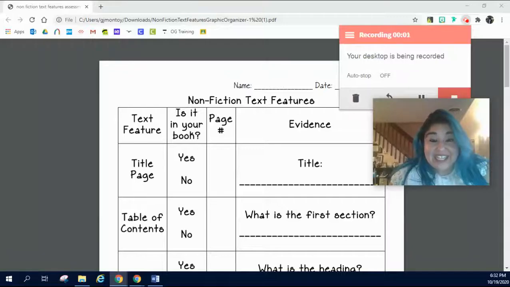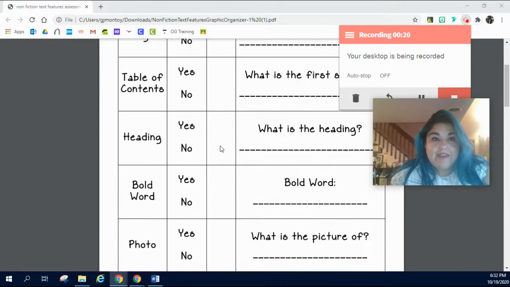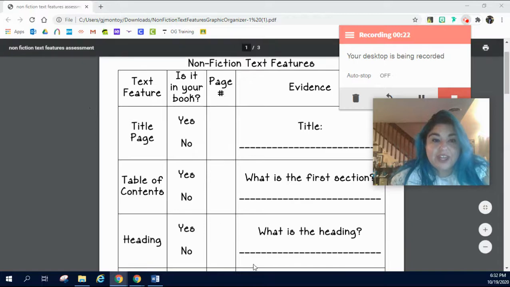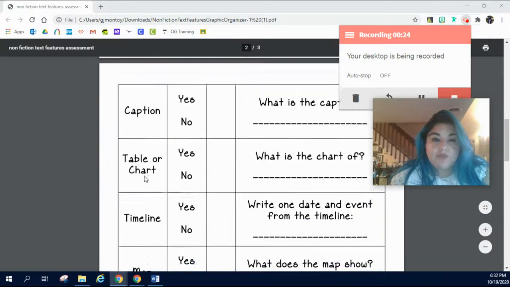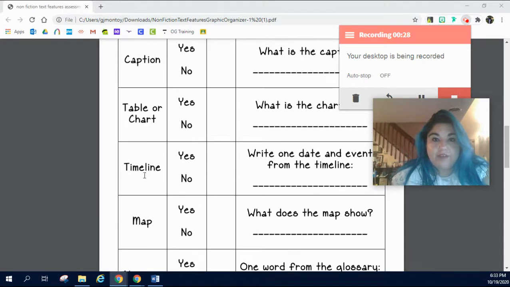Right, friends. So today what I want you to do is go back and watch the video about nonfiction text features. Then I want you to pick a book from either Epic, Raz Kids, or even books from your library. And I want you to look if your book has these things. If it has a title page, headings, bold words, photos, captions, and I want you to see if they have all of these things.